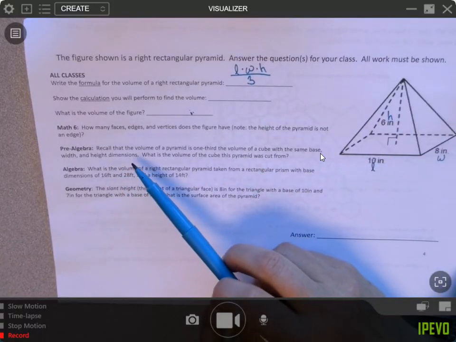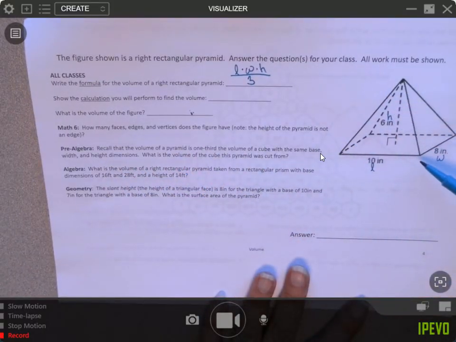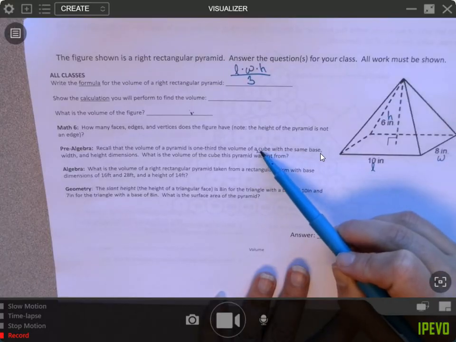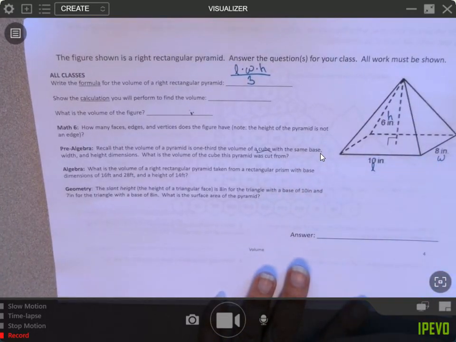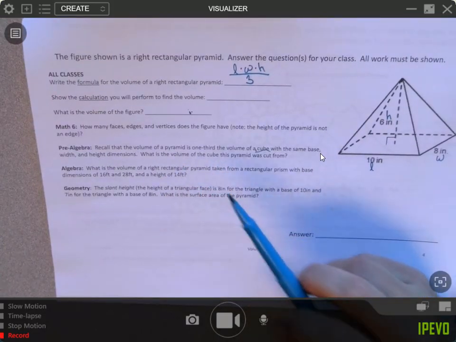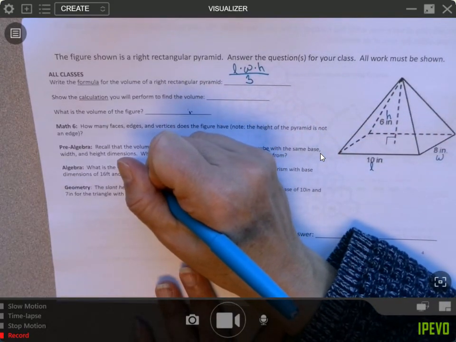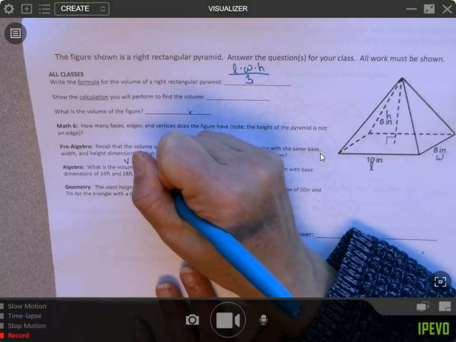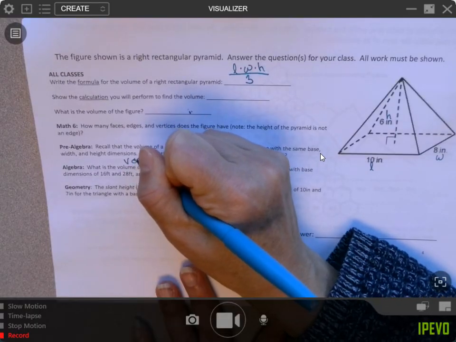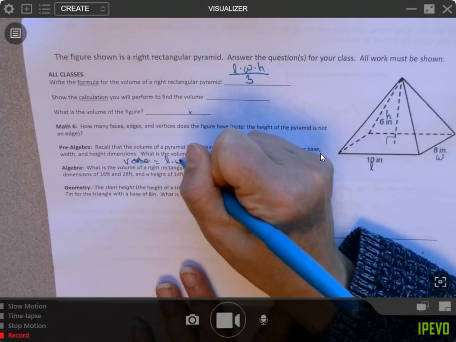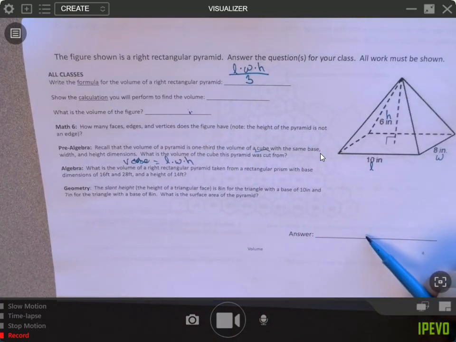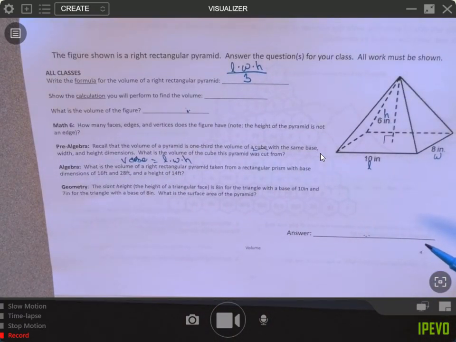Then our question is, remember that the pyramid comes out of a cube that has the same base, width, and height. So you need to find the volume of the cube that this came out of. So the volume for a cube, remember, is length times width times height. That answer goes down here. So you don't have to divide it by 3 because we don't want the pyramid. We want that cube that it comes out of.